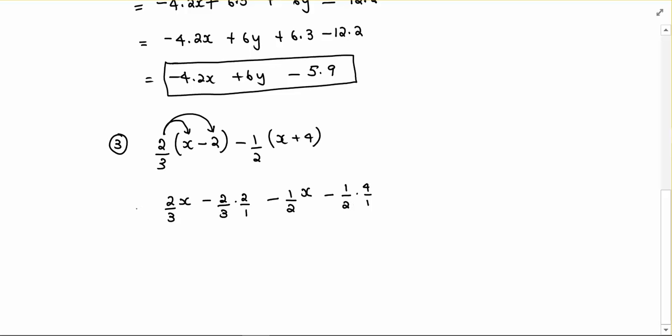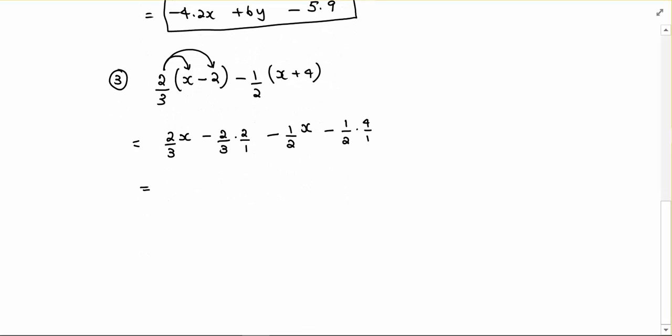Okay, so let's simplify those fractions as much as possible before I do anything else. So that's going to be 2/3 x minus, multiplying across, 4/3 minus 1/2 x. And over here, minus multiplying across 4/2. And it would be nice if we simplify this fraction, because the simpler it is, the easier it is for us to work with. So it's 2/3 x minus 4/3. That fraction is not going to reduce. 1/2 minus 2.